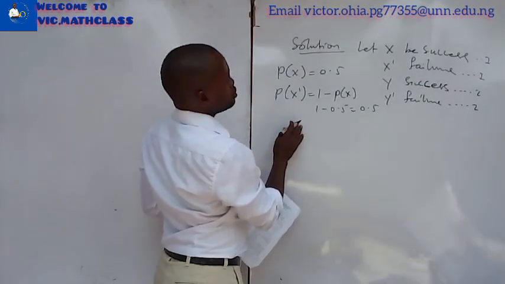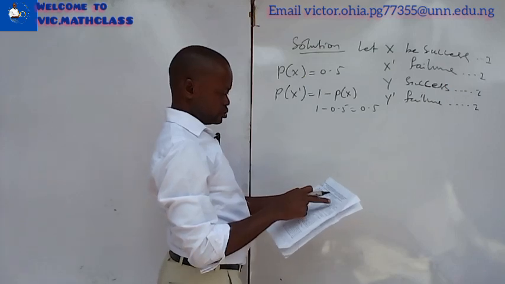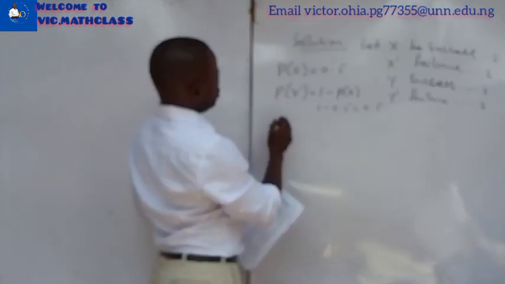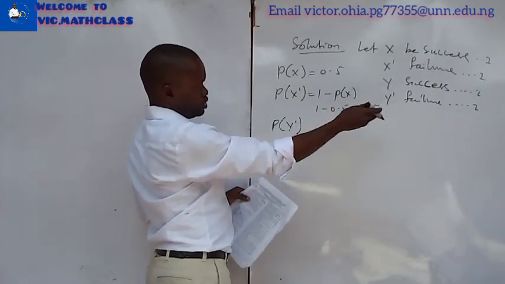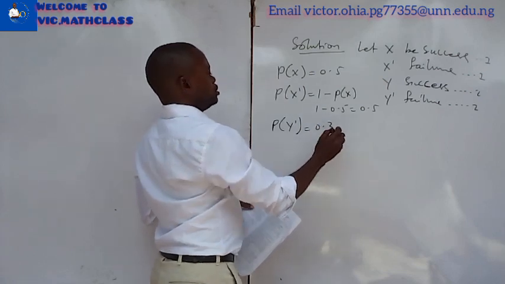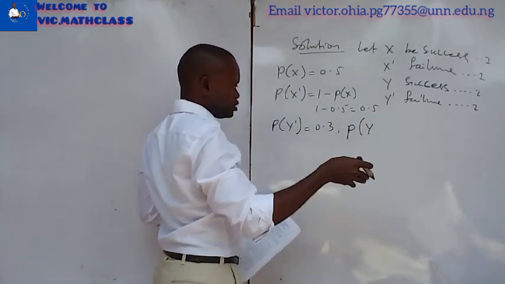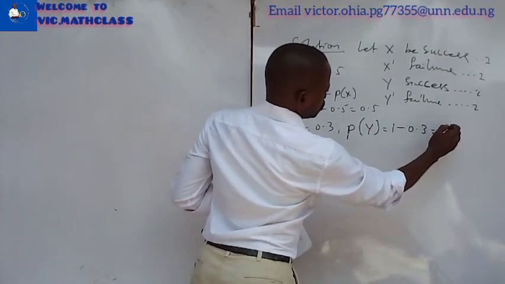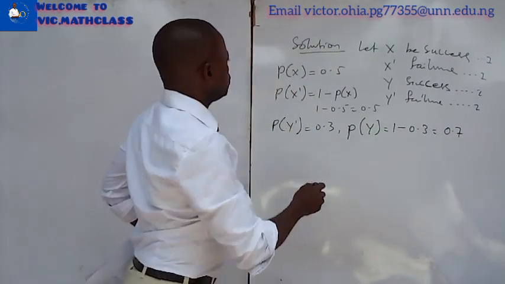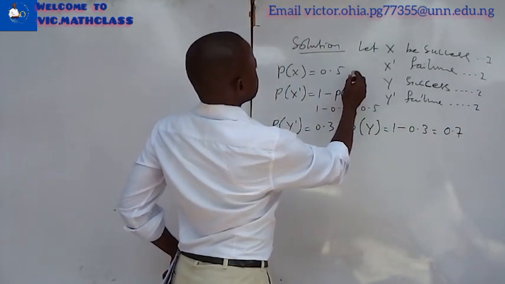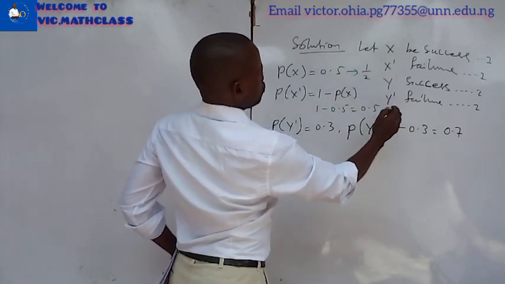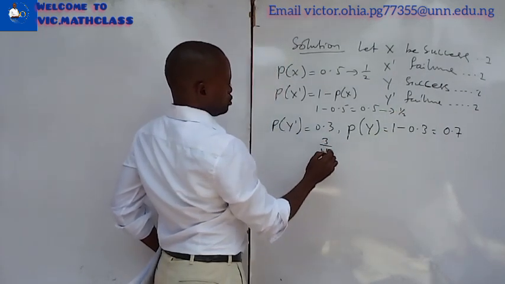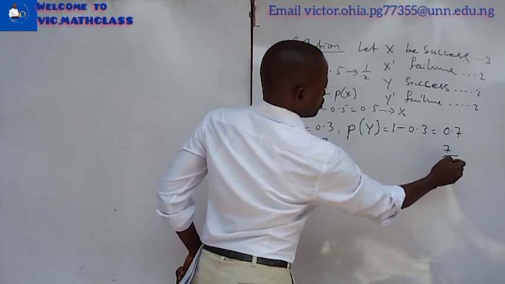Now you come back again and check. What they gave here is not winning in Y. So not winning in Y is 0.3. So you will say probability of Y prime, that's what we have defined it to be, is 0.3. It then means probability of success in Y, on winning contract Y, will be 1 minus 0.3, and that's going to give us 0.7. Take note that some of these things, you may also write as fractions. You can write this as 1 over 2. This is also 1 over 2. This is 3 over 10. And this is 7 over 10. You can also use it.